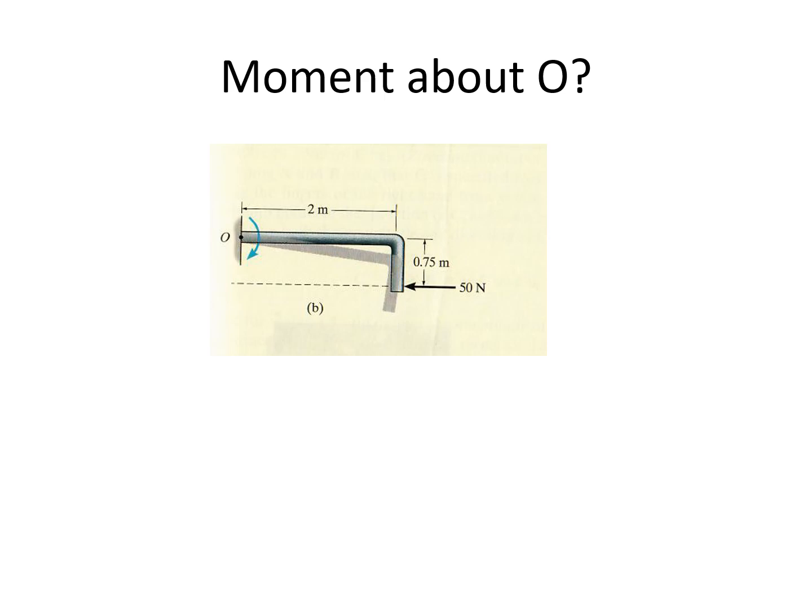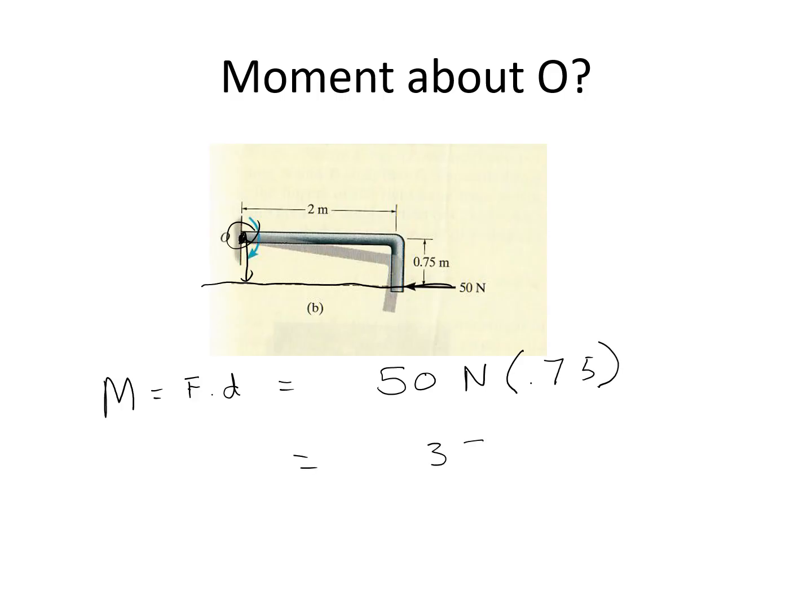If we want to calculate the moment created by this 50 Newton force about O, moment is equal to force times distance. So our force again is 50 newtons. And now our perpendicular distance from O to the line of action of my 50 Newton force is 0.75. So that is 37.5 Newton meters. And we're pushing here, so we're essentially trying to pull that thing down. So this again will cause a clockwise rotation, so this will be a negative moment.